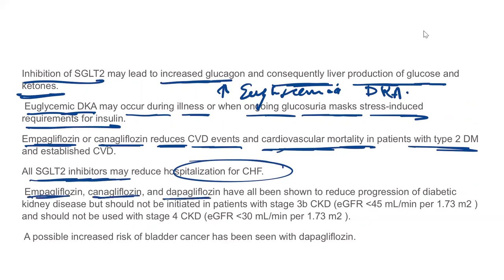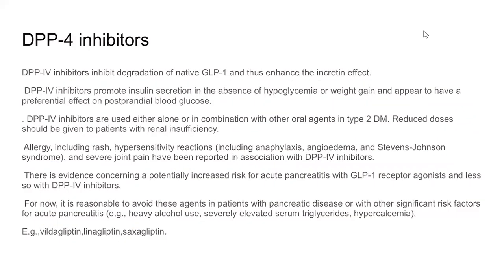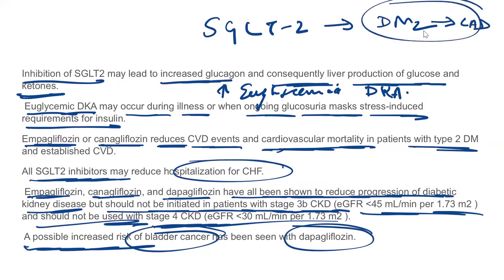Empagliflozin, canagliflozin, and dapagliflozin have all been shown to reduce progression of diabetic kidney disease, but they should not be initiated in patients with stage 3B CKD, that is eGFR less than 45, and should not be used in patients with stage 4 CKD, that is eGFR less than 30. There may be a possibility of increased risk of bladder cancer with dapagliflozin. But overall, SGLT2 inhibitors are a wonderful class of drugs as diabetes is mostly associated with CAD and they reduce cardiovascular mortality in these patients.